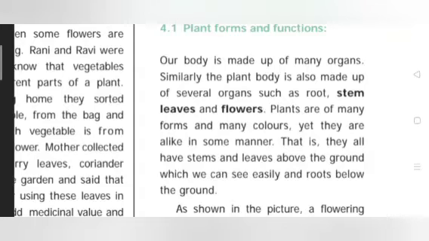They all have stems and leaves above the ground, which we can see easily, and roots below the ground. Am I right, children? We know that plants have stems and leaves. These stems and leaves grow above the ground, whereas the roots grow below the ground.